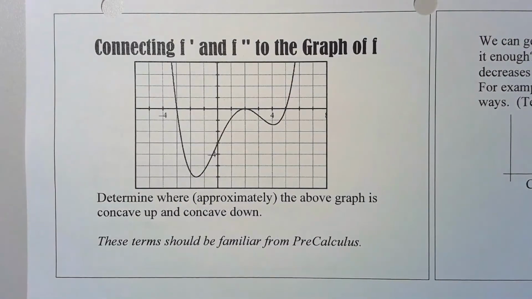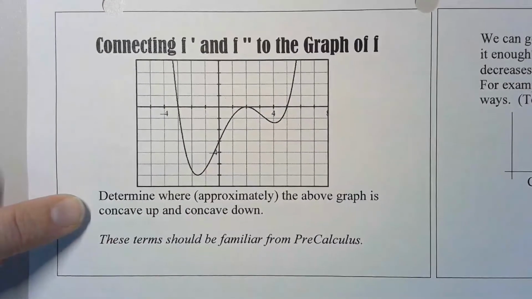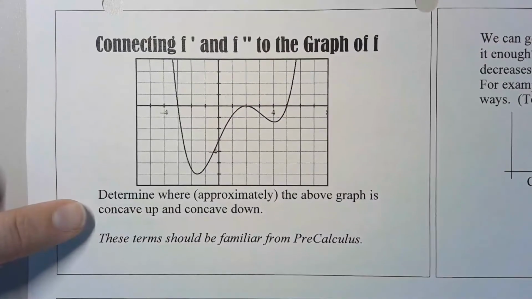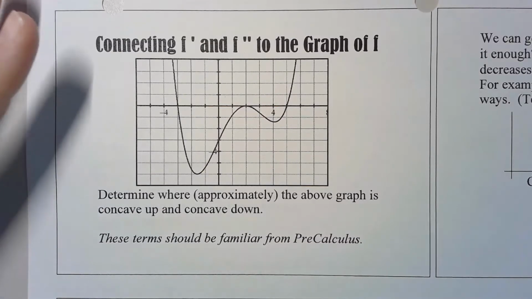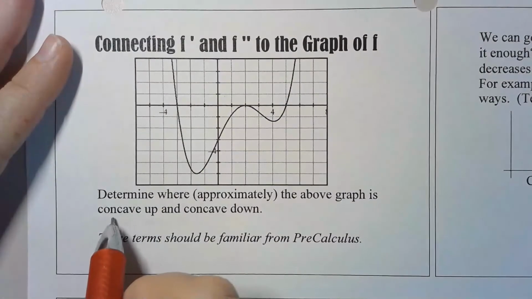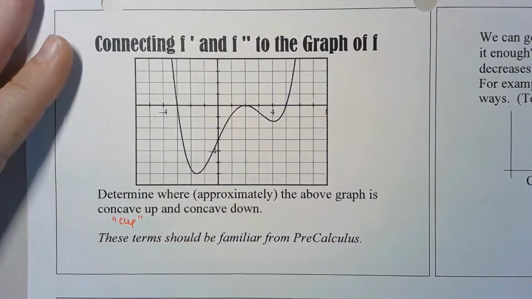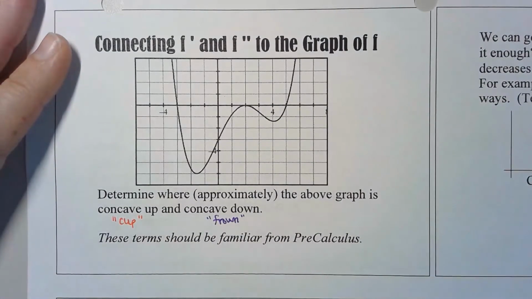So before we do that, let's do a quick little review of vocabulary. Here's this lovely graph, and it says determine where, which would mean x values, the above graph is concave up and concave down. Now these terms should be familiar. We talked about them last year in pre-calculus. If you had me, we said concave up looks like a cup, whereas concave down looks like a frown.